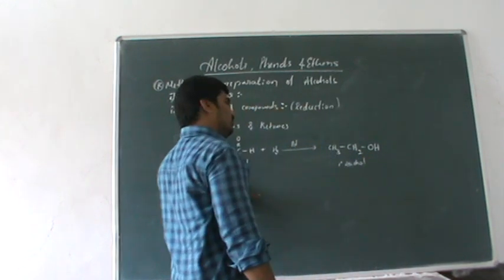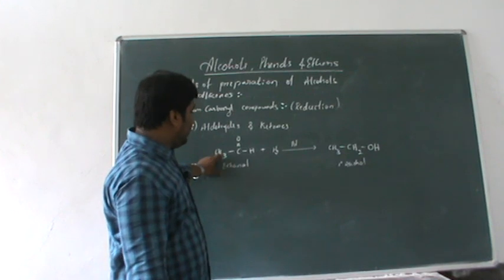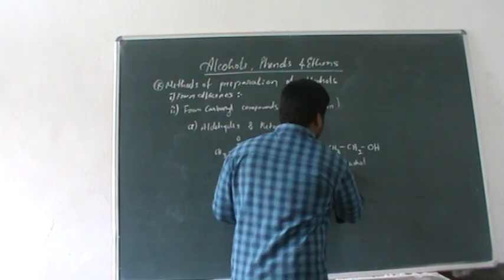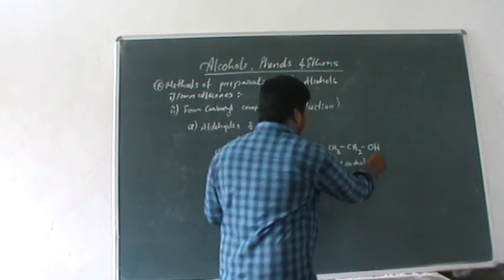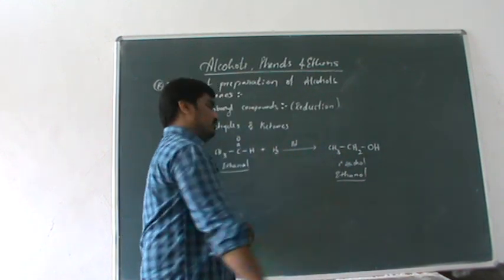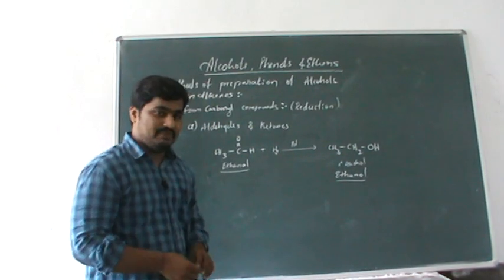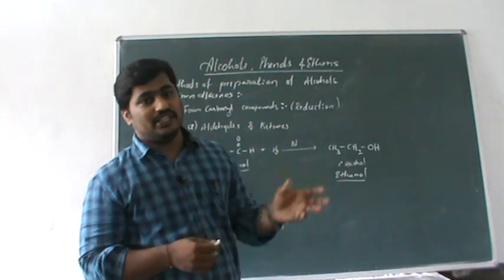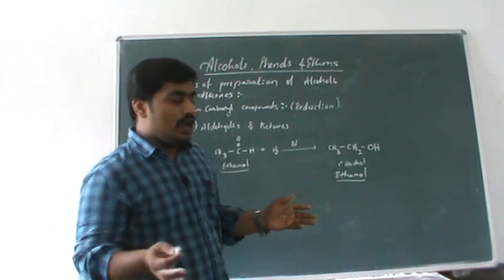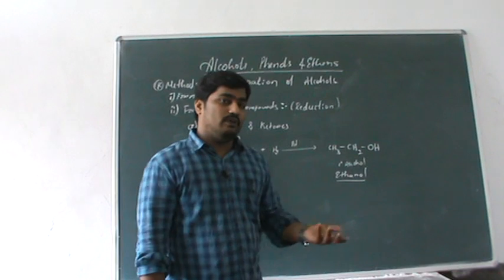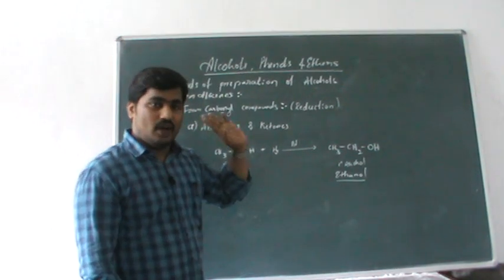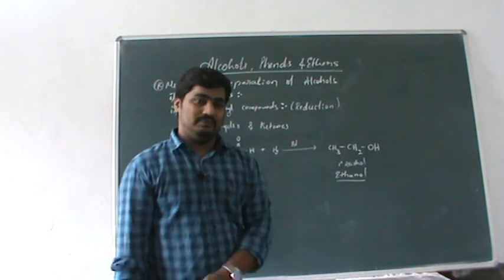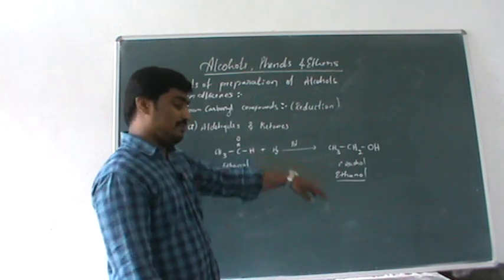What is the name of the compound? If we consider ethanal as a reactant, and it is subjected to reduction, it gives ethanol. This is the basic thing of the reaction. But in your exam, there is a possibility of an application type of question. How to prepare ethanol from ethanal? Or simply, convert ethanal into ethanol. There is a possibility of such a question.